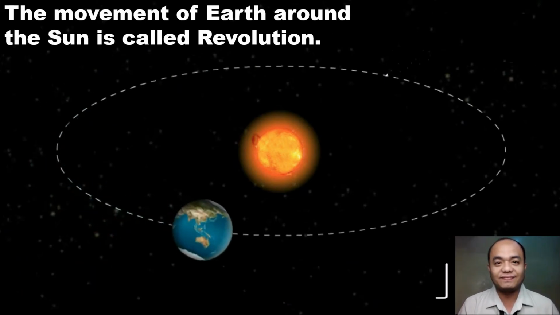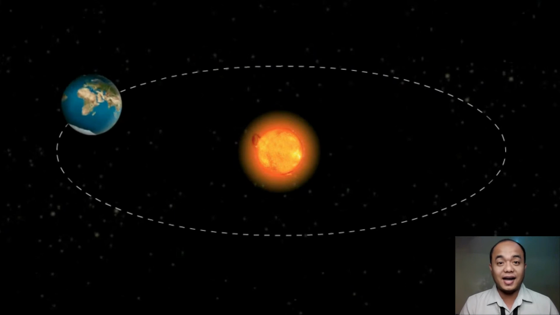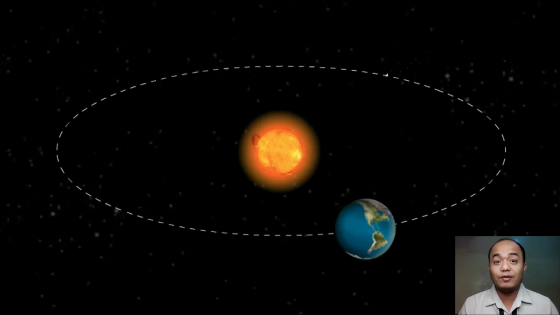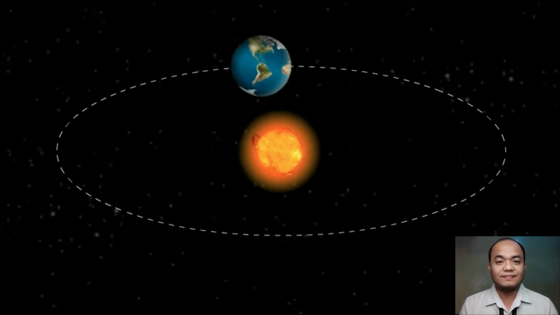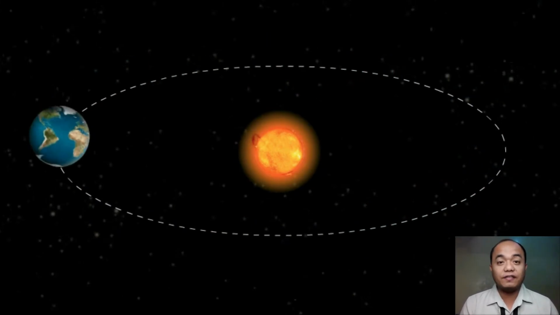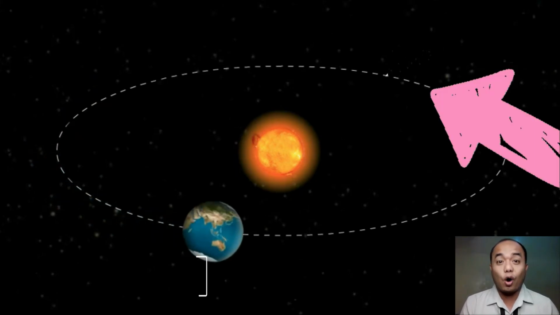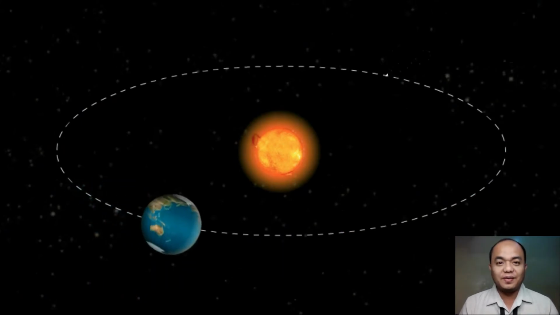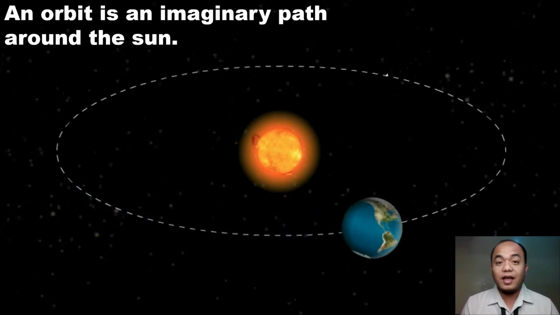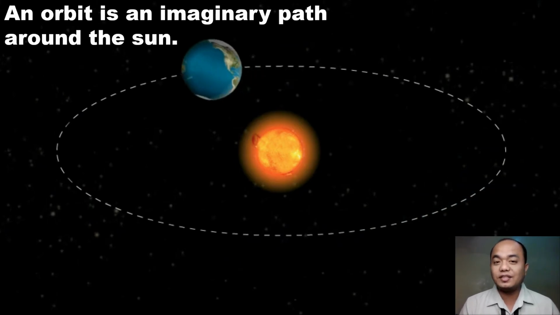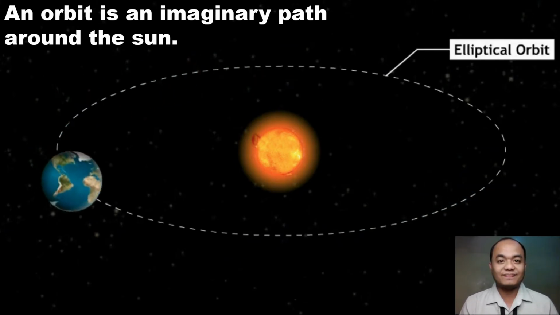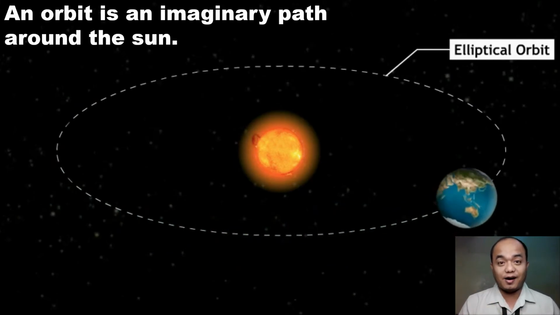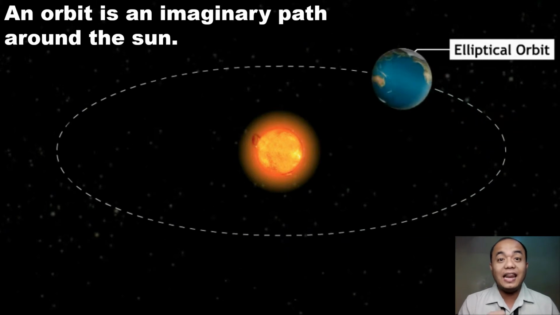direction. Now, how does Earth travel around the Sun? Ano ba yung dinadaanan ng Earth kapag umiikot ito around the Sun? Yes, very good. Earth travels around the Sun through its orbit. And what is an orbit? Very good. Orbit is an imaginary path around the Sun. And how do you describe Earth's orbit? Yes, very good. Earth's orbit is not circular, but Earth's orbit is elliptical.